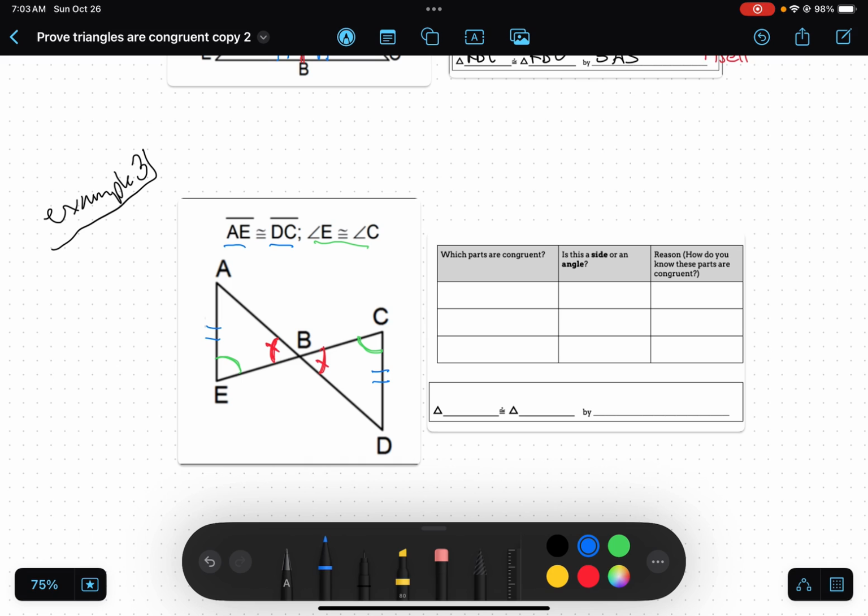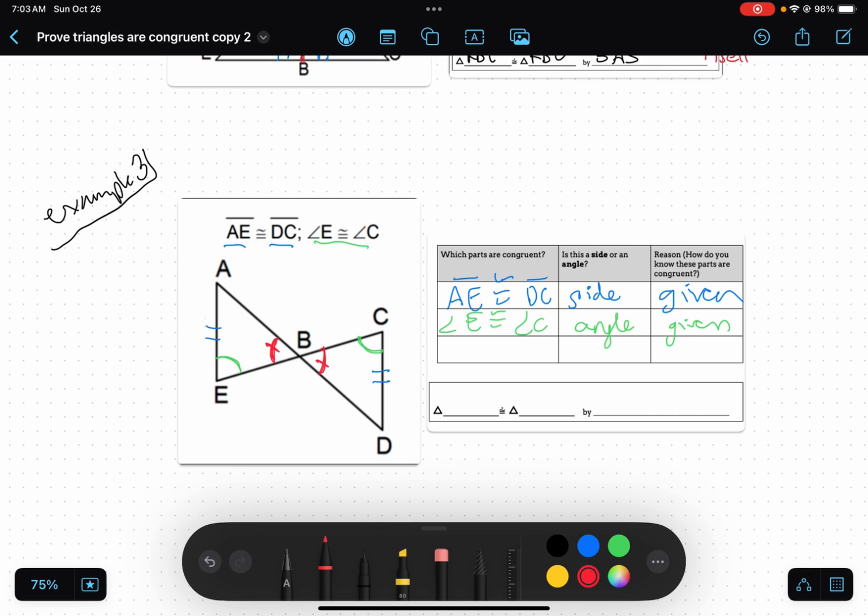So let's start out with what they gave me. So AE is congruent to DC, and that is a side. And how did I know? I know because it was given to me. And then angle E is congruent to angle C, and that's an angle. And I also know that because it was given to me.